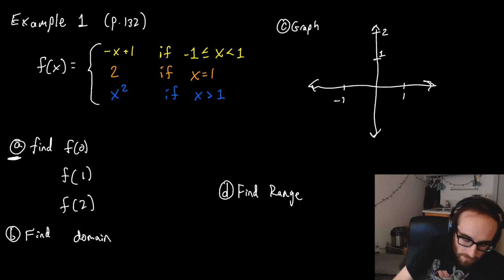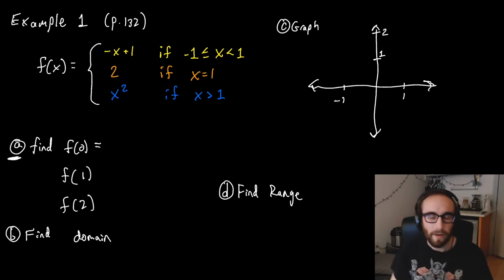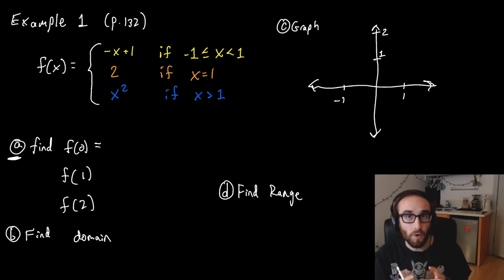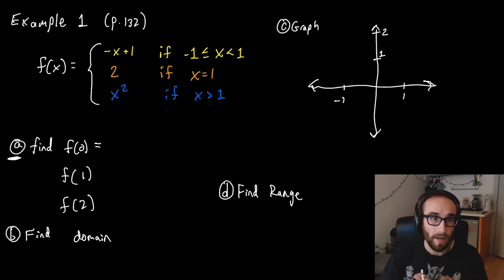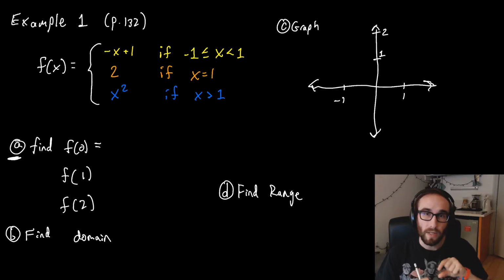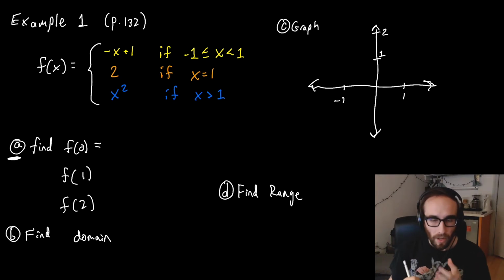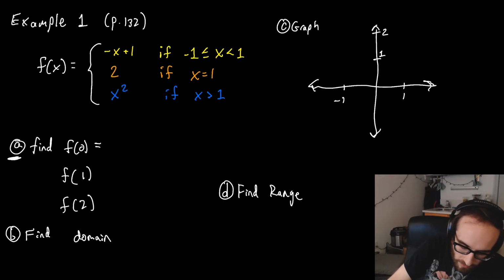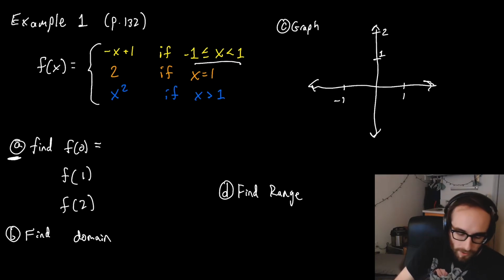So we're finding f of 0. When we're asked to evaluate, we want to find out what part of the domain we're in so that we can identify which equation we can plug x into. For f of 0, 0 is in between -1 and 1. So that means we're going to be using our equation here, negative x plus 1.